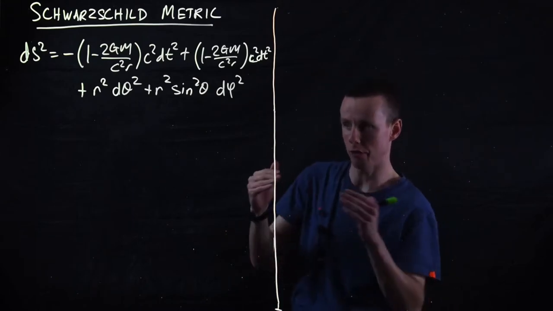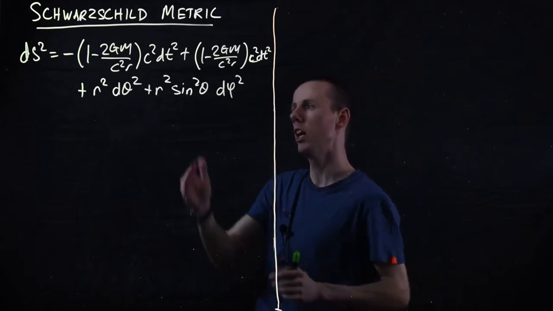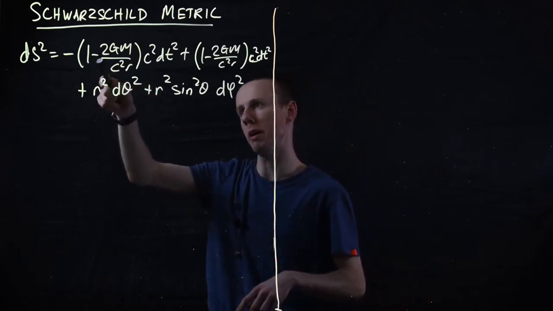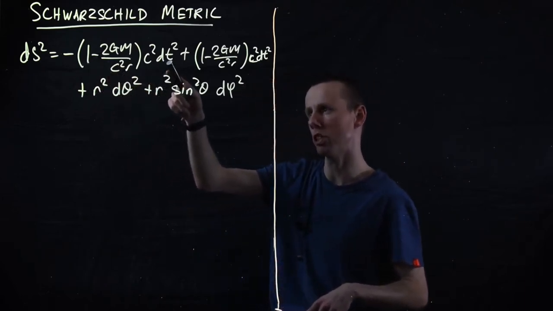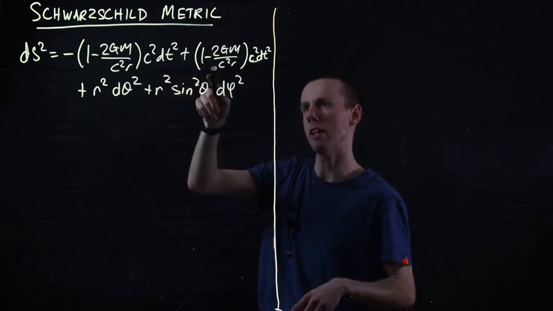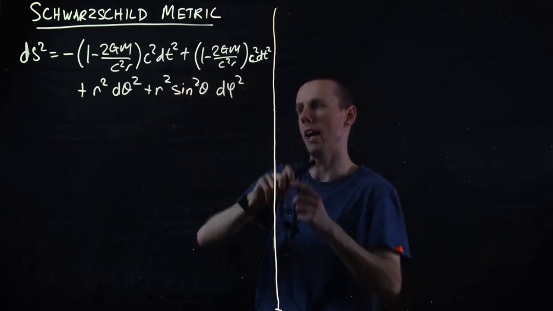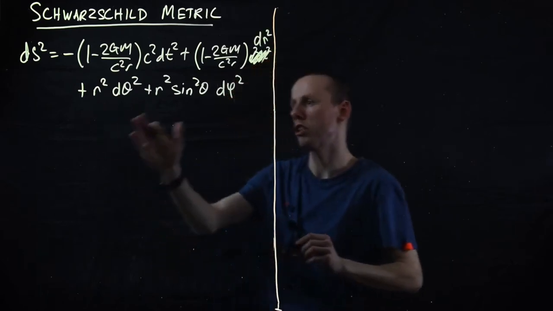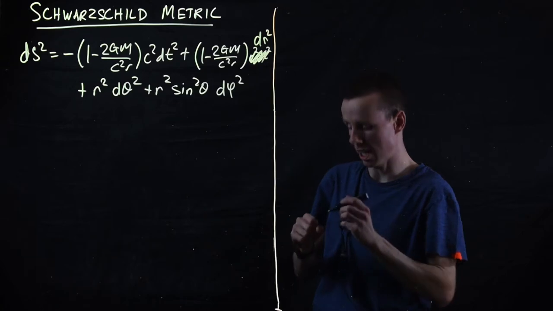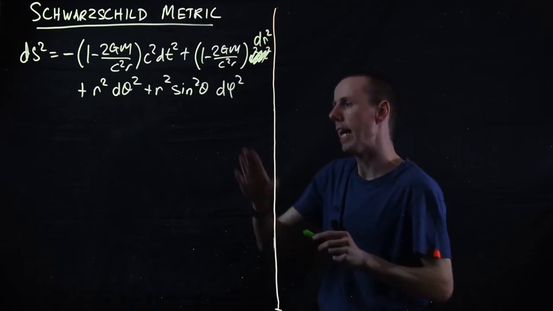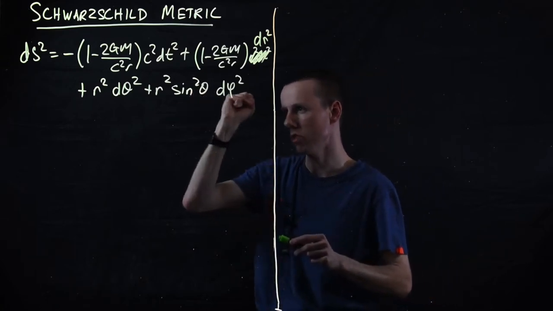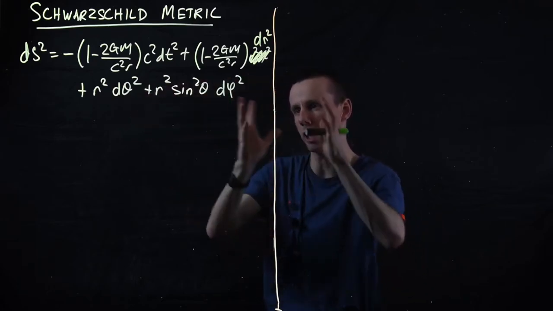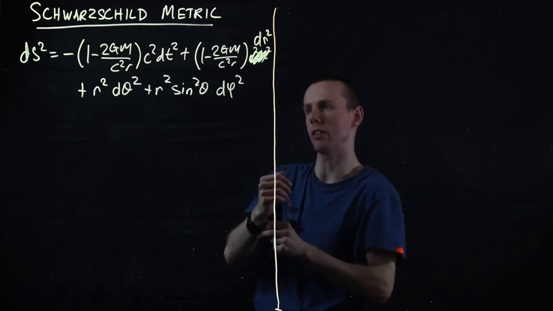And rather than writing it as components of the metric tensor, we tend to just write it in line element form. So ds squared is minus (1 minus 2GM over c squared r) times c squared dt squared, plus 1 over (1 minus 2GM over c squared r) dr squared, plus r squared d theta squared plus r squared sine squared theta d phi squared. Here, theta and phi are just angles, like spherical polar angles centered on your star that's generating the gravitational field.